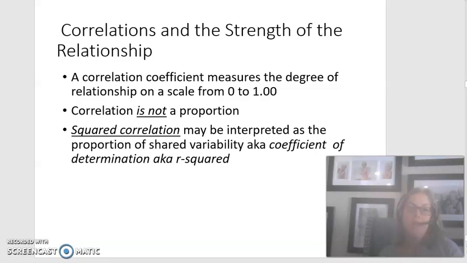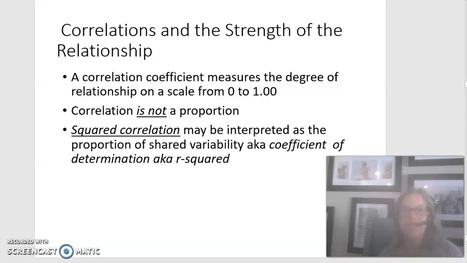When we look at a correlation again, strength is all about the number. Ignore the sign, look at the number. Even though it's got that -1 to 1, it's not a proportion. Don't interpret it like a proportion. Don't talk to it like a proportion. When we talk about correlation and we're interested in strength, we're going to do something called R squared.